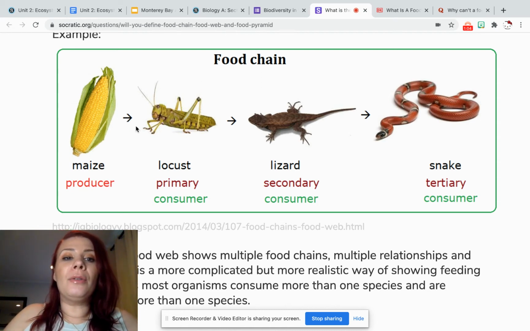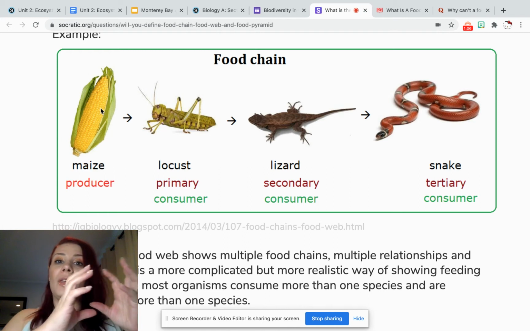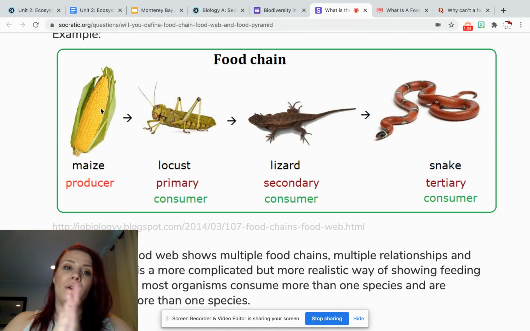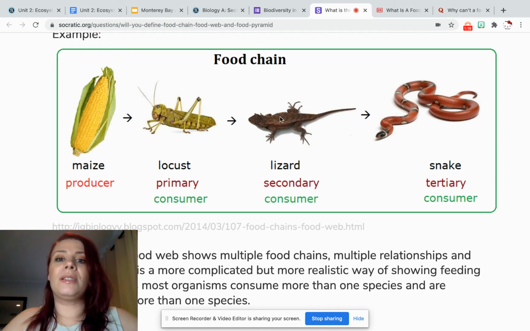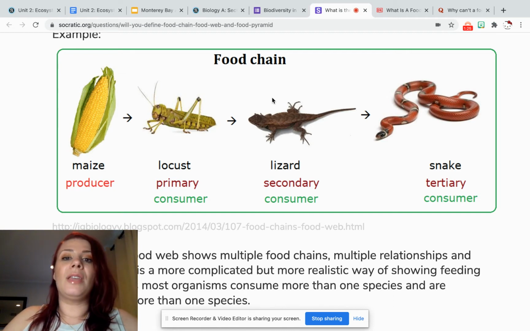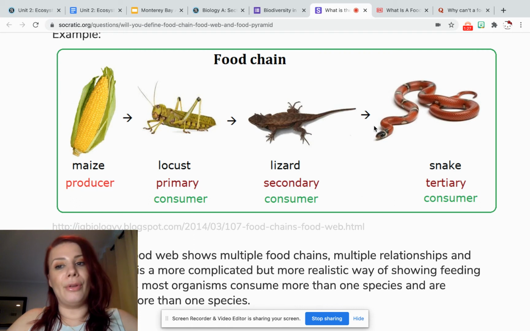So the locust is eating the corn. So the energy that's stored in the corn goes to the locust because that's how the locust grows. The lizard is eating the locust. So the energy that's in the locust goes to the lizard, right? It's flowing that way. The snake eats the lizard. And so the energy that's in the lizard flows to that snake, right?